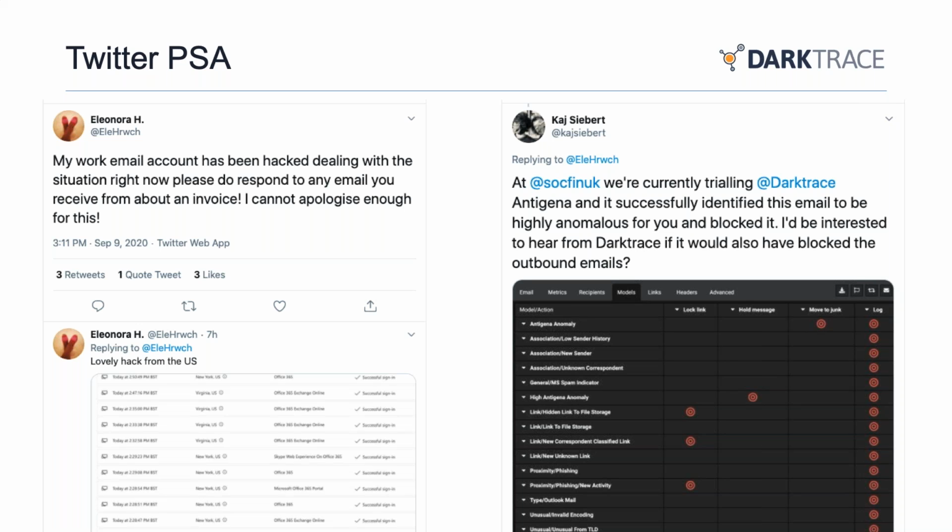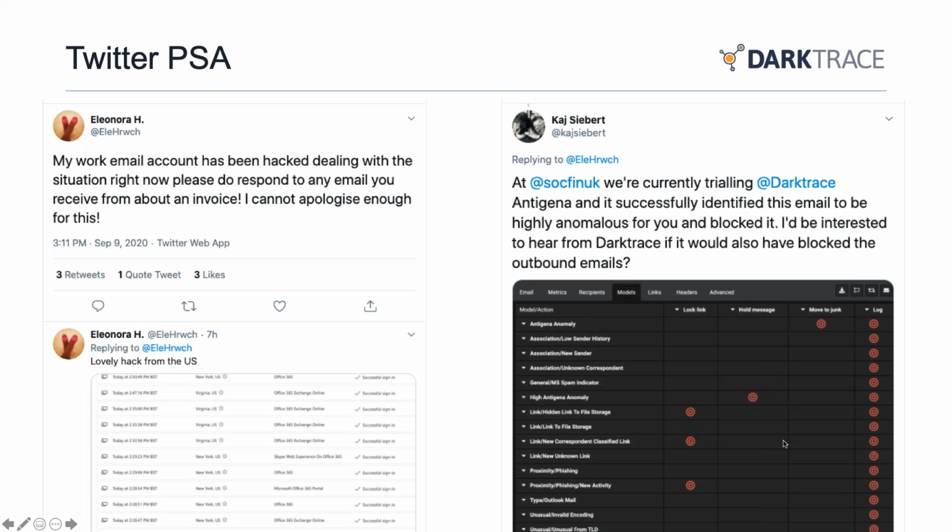Kaj over at SOCFIN UK, we're doing a trial with Antigena email, and within this same time frame, happened to receive one of Eleonora's emails with this fake invoice. And what we see on the right is Kaj, who very kindly shared the screenshot of the AI's interpretation, showing all the ways in which the AI had said, hang on a second, this is very unusual. There are loads of things that were triggered. We see here the link hidden to a file storage, the classification of the link. This is a new activity, despite the fact that it was a trusted contact.